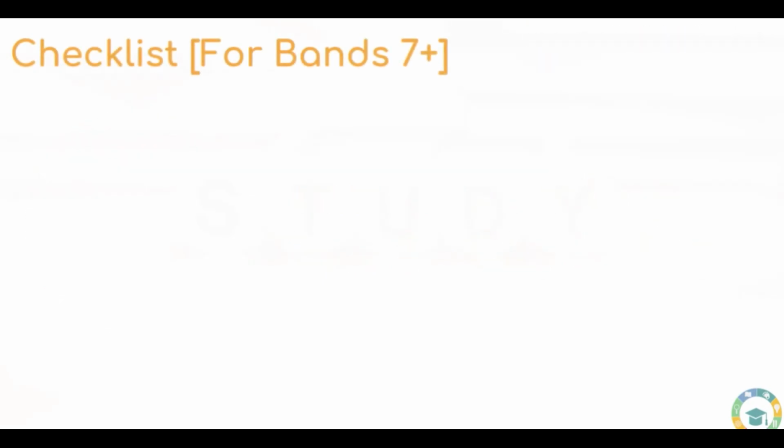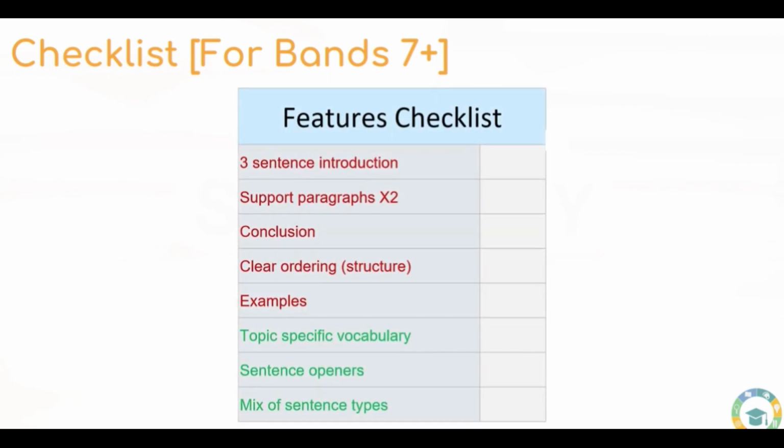So let's take a look at our checklist. I'm not going to go through all the organizational features and language features, the red and green, because I'm sure you've been using this previously. But once again, I'll say it's a really useful checklist for when I'm writing and practicing writing my IELTS essay, and of course the report for task 1. So do have a go at using it.